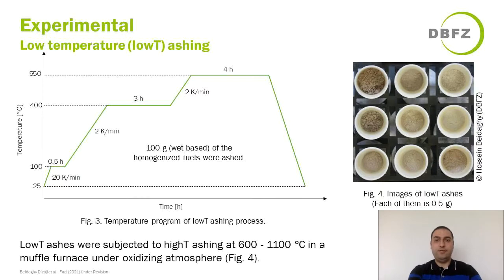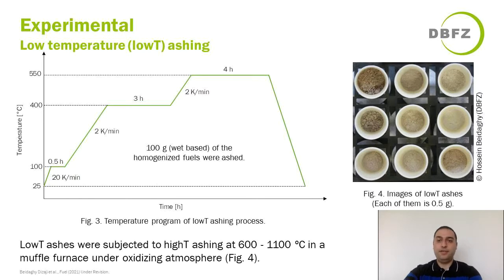In the ashing process, we had 2 separate ashing procedures. One is called low temperature ash. In this process, we applied a multi-step temperature program, which is seen here, in order to completely burn out the organic share of the fuels. For this approach, we used a drying step first, and then 2 steps of main organic decomposition, in order to decompose the light and the heavy organic share of the fuels. Finally, we call this low temperature ash.